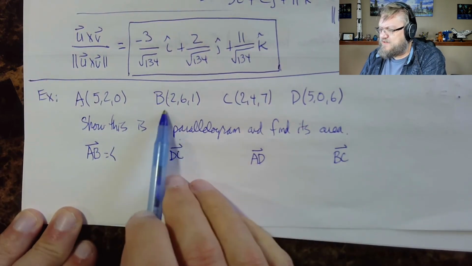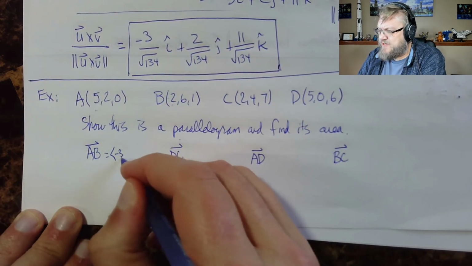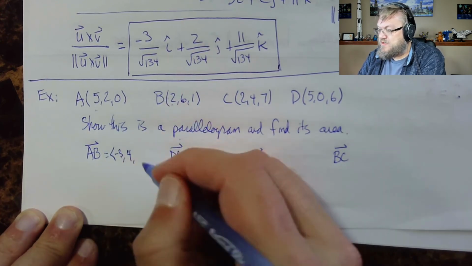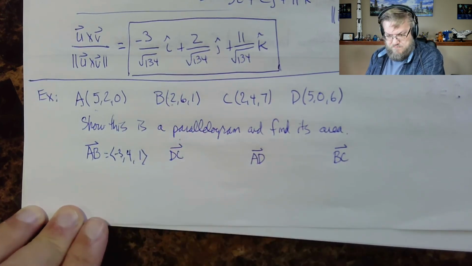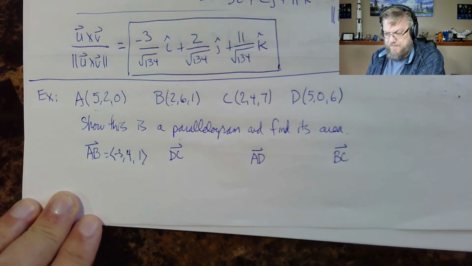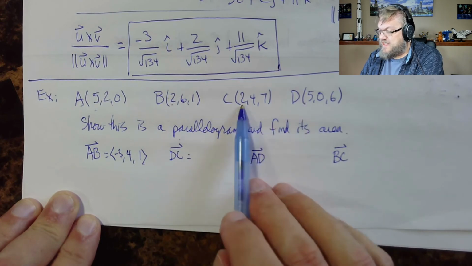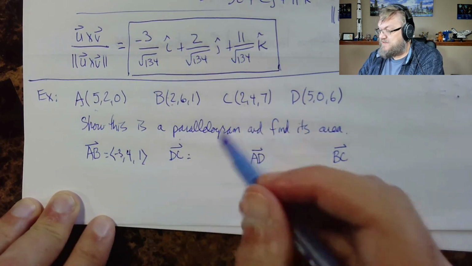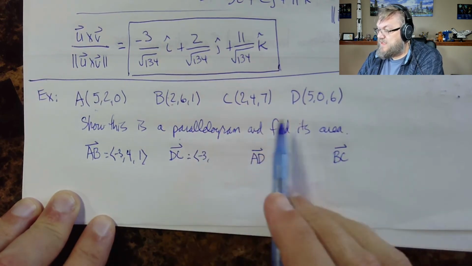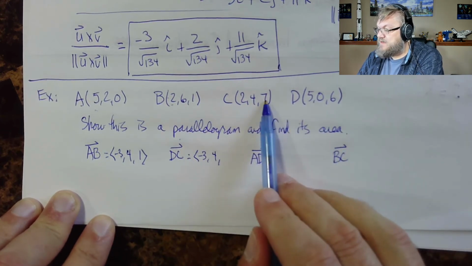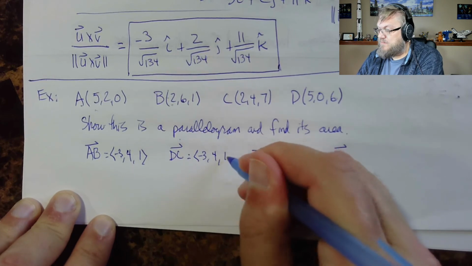AB is going to be the vector 2 minus 5, so negative 3. 6 minus 2, which is 4. 1 minus 0, which is 1. So negative 3, 4, 1. DC, so starts at D, ends at C, so 2 minus 5, negative 3. 4 minus 0 is 4. 7 minus 6 is 1.